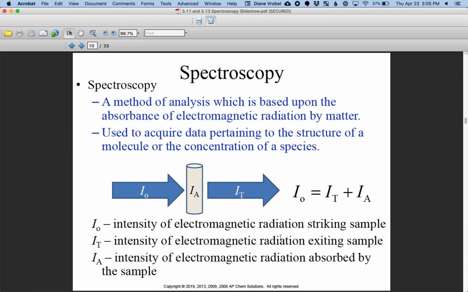So, spectroscopy is looking at the absorbance of matter, and it's a specific wavelength or frequency of light. We typically are looking at the intensity of that sample, and that intensity could be the amount of light that is being shined on that substance.